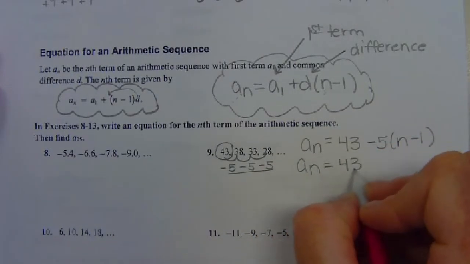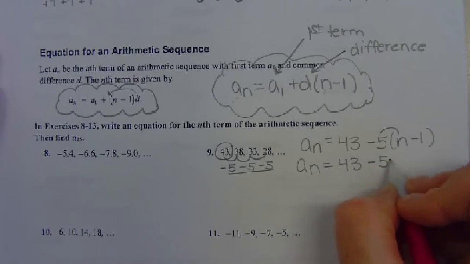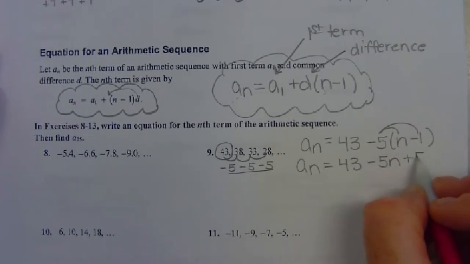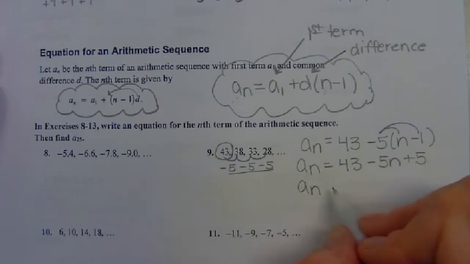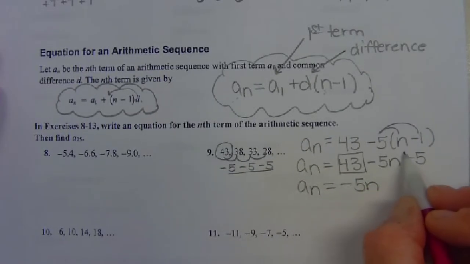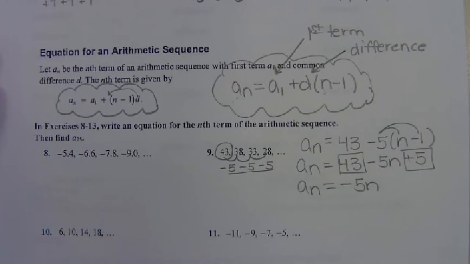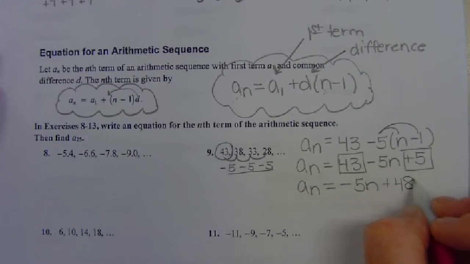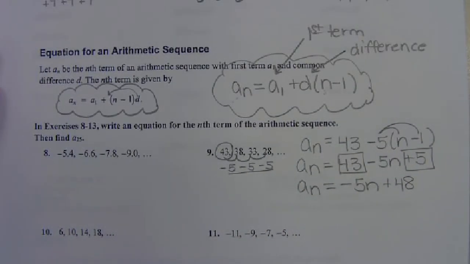So I'm going to distribute the negative 5, and get negative 5n plus 5. And then I'm going to put my n piece first. And then, because these are on the same side, I'm just going to combine those like terms and get 48. And that is your equation for the nth term of an arithmetic sequence.